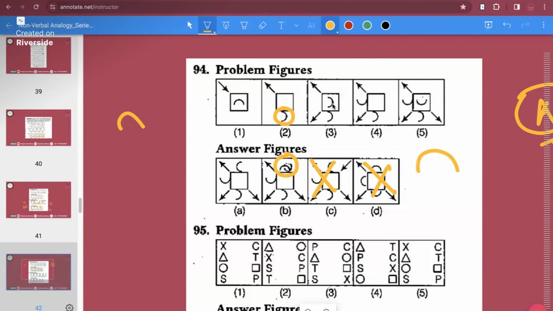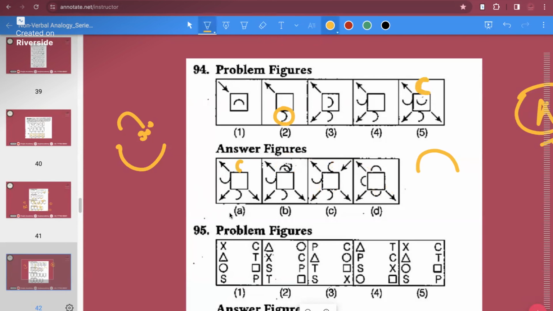Basically, it is just coming out and getting rotated clockwise 90 degrees. Right, this is what you are saying. But if it comes out over here, it will become clockwise 90 degrees. So in the next figure, it will be something like this. Okay, cool. Good observation. Thank you so much.